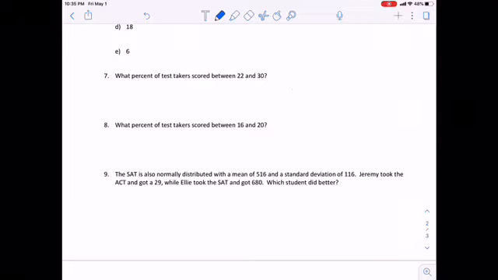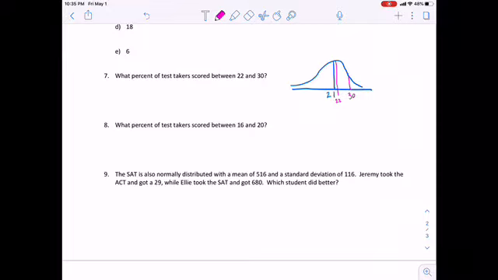Now, if you think about the picture we drew on the front page, we know that the mean was here in the middle at 21. 22 is going to be just barely above it. So 22 will be right about here, and 30 is going to be right about here. We would like to know what percent of students scored in between those. To do that, I'm first going to have to find a z-score for 22 and a z-score for 30. I'm going to start with the 22. I take my score of 22, subtract off the mean, which was 21, and divide that by the standard deviation, which was 5.2.